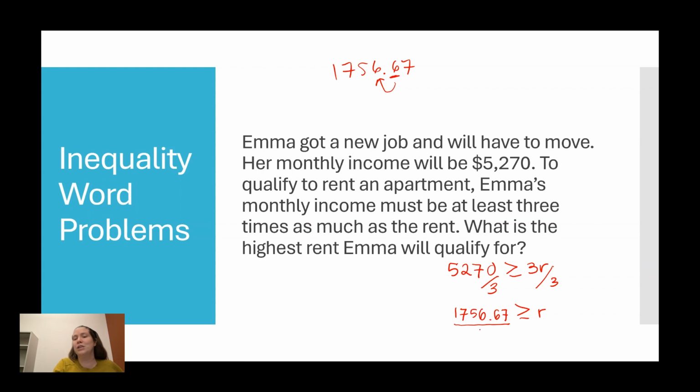We have to only round it down because our rent has to be no more than that number, right? So if we were rounding it to the nearest dollar, we're going to round it down because she can't pay more than $1,756.67. She can't even pay one more penny over that, 68 cents, right? So we have to round this down against the normal rules of rounding because it's an inequality. You all right there? We're going to do more of that, so stick with me.